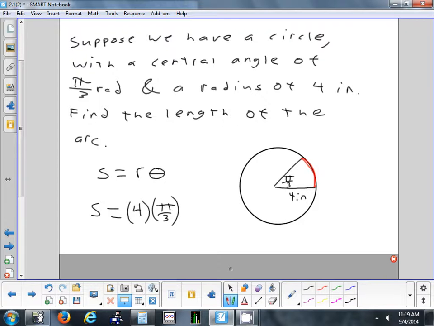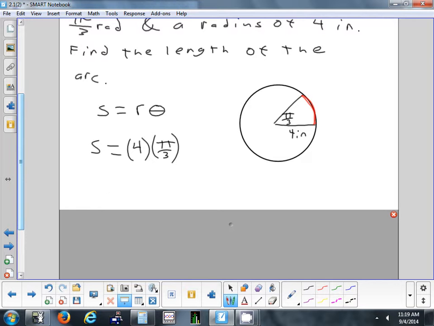Now we just do it out. Here we go. So the length of the arc is, I want to think of it as a fraction, 4 pi over 3. And now I just need to put the right label on it. Okay, we just found a length. We measured a length. In this problem, what was my unit of length?